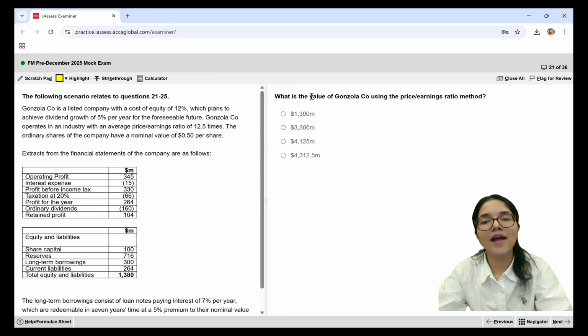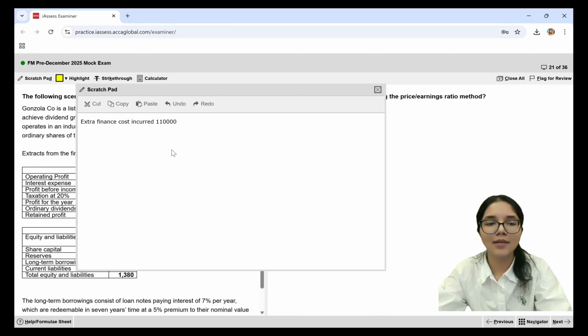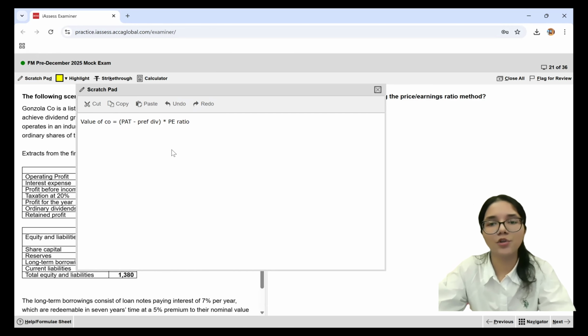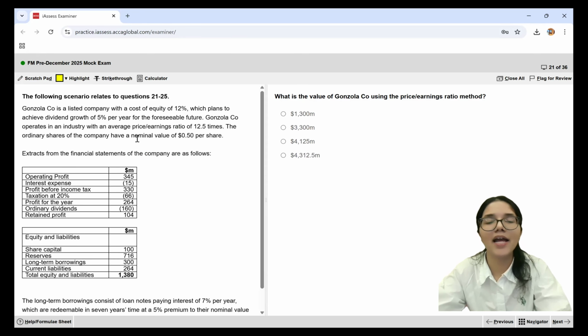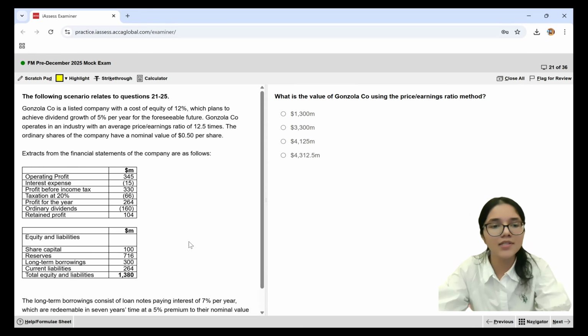Now let's first find out the value of the whole company using the PE ratio method. I have learned when I was studying my concepts that the value of the company will be equal to the PAT minus the preference dividend figure, multiplied by the PE ratio. I already know the PE ratio is given to me in the question as 12.5 times. I just need to find out how much my PAT is after the preference dividend.